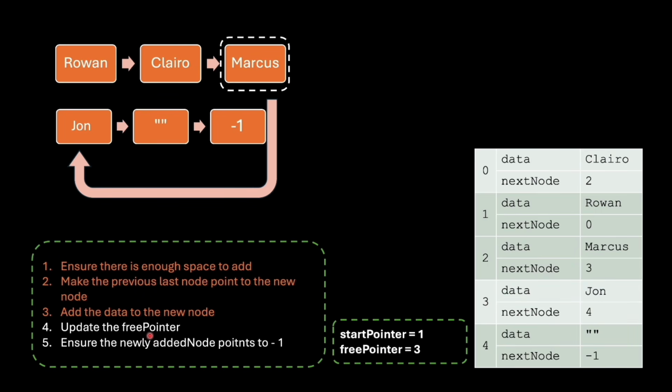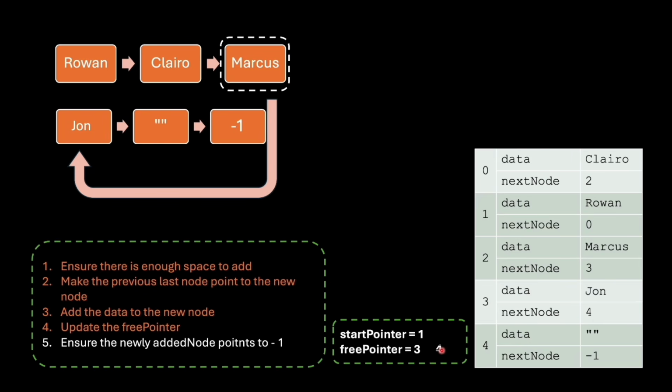After that, we have to update our free pointer. The reason we have to update our free pointer is because this node is now used. So it's no longer the first unused node. The first unused node is this. So we have to update our free pointer to point to the index of the second unused node.